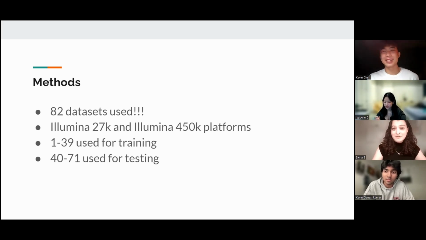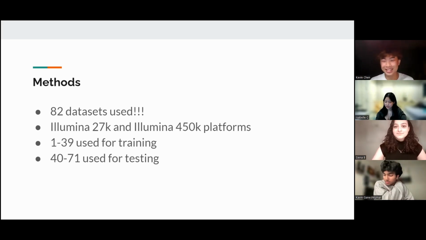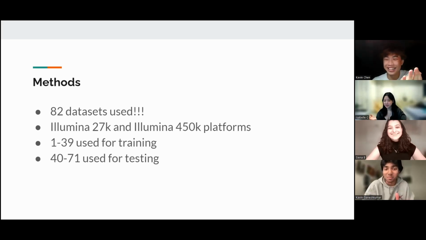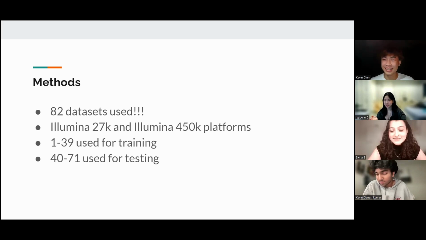They probably found more, and they only had 82 usable data sets. Steve Horvath, the guy who did this, I'm pretty sure this paper only had his name on it. Kevin, you emailed Horvath, asking how you could get access to this, and it was super complicated.